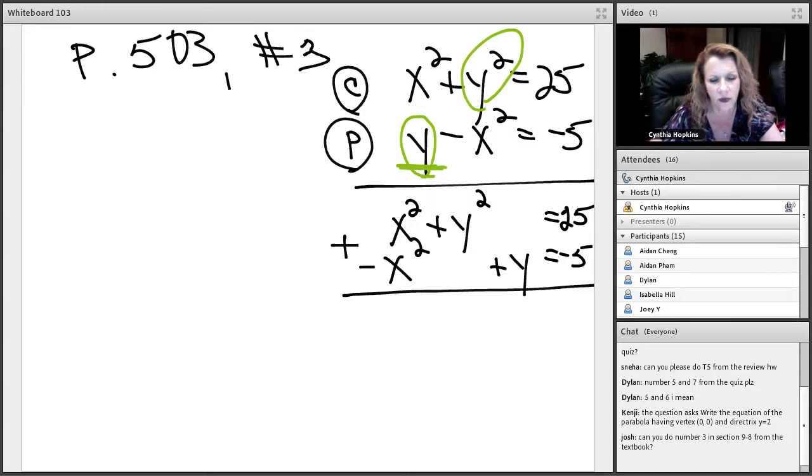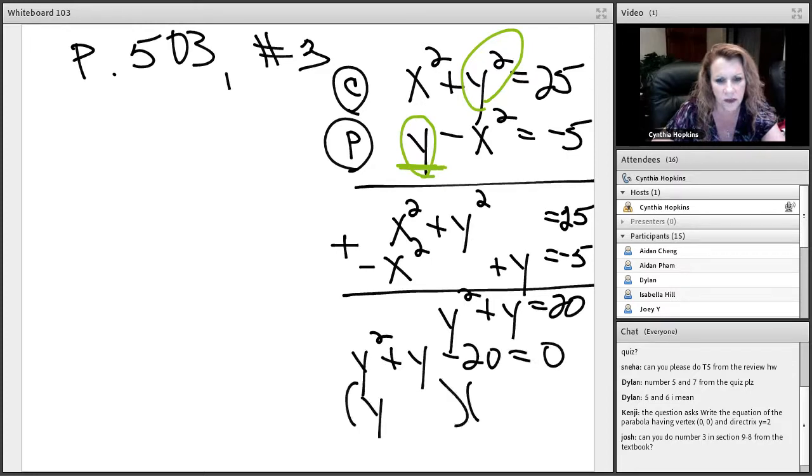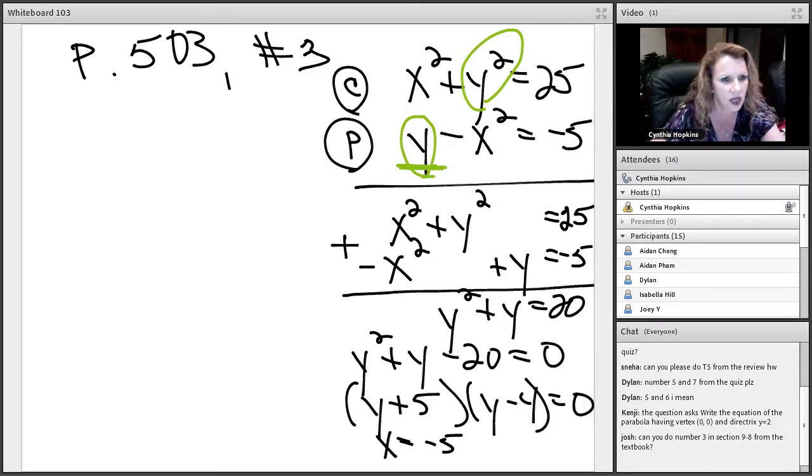I don't even have to multiply anything through by anything because my x squares are ready to cancel right now. So they do cancel. And so I get y squared plus y equals 20. So now to solve that quadratic equation, I'm going to subtract 20 from both sides. This happens to be factorable. And so I get y plus 5, y minus 4. And so y equals negative, excuse me, I just wrote x equals. I said it correctly and I wrote it wrong.